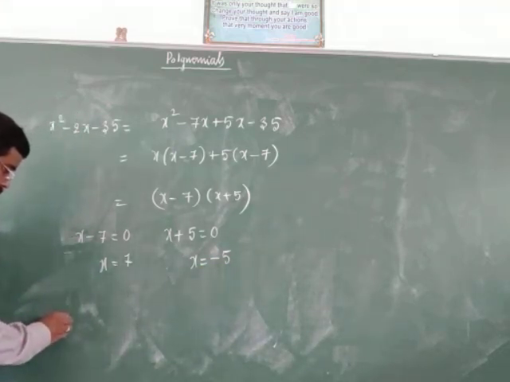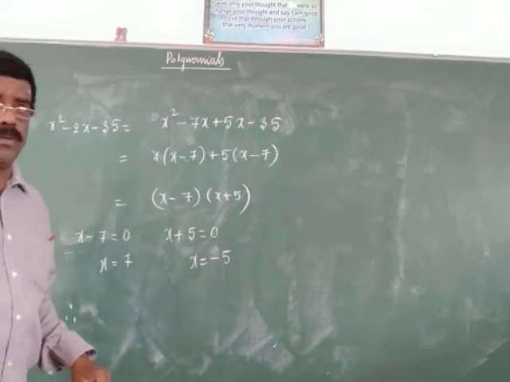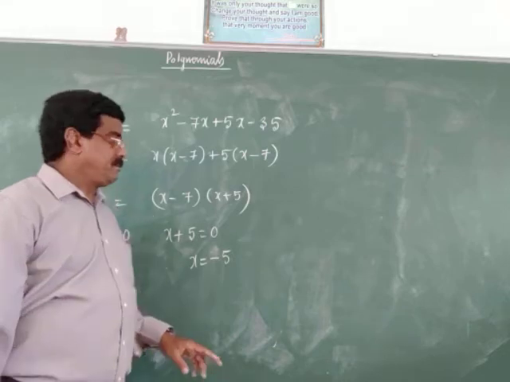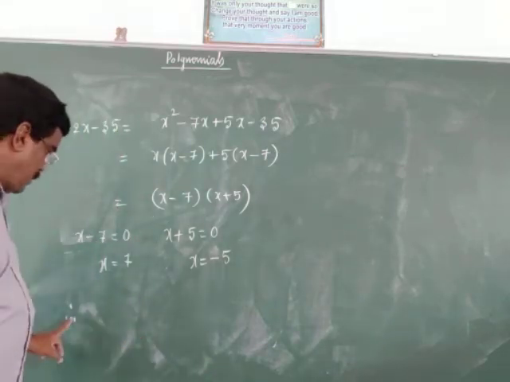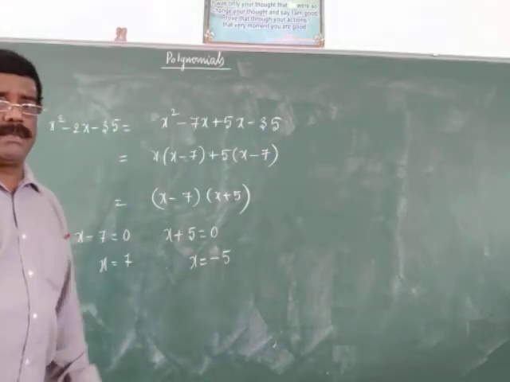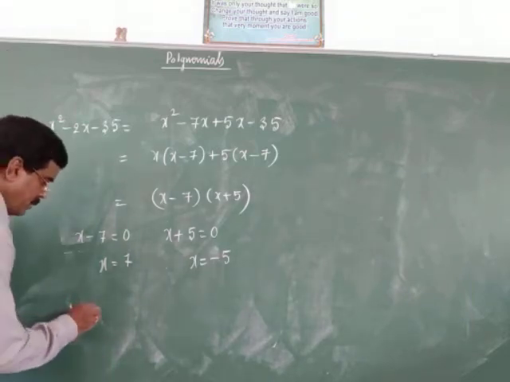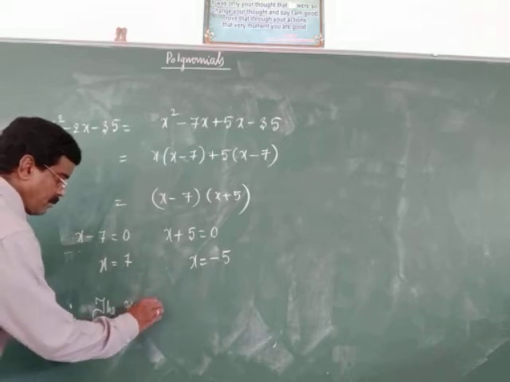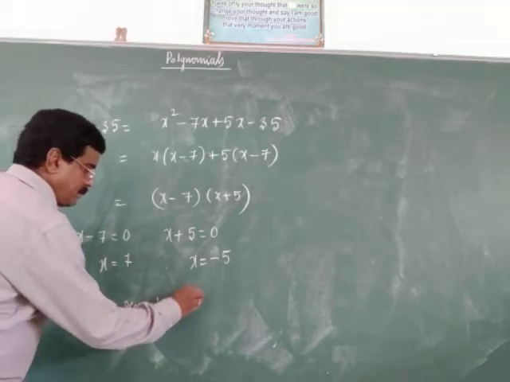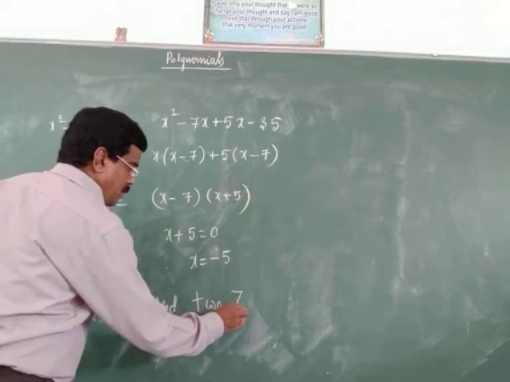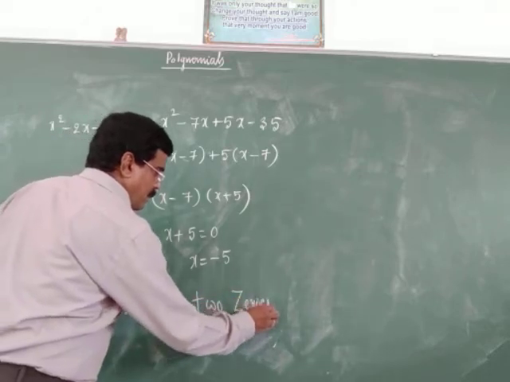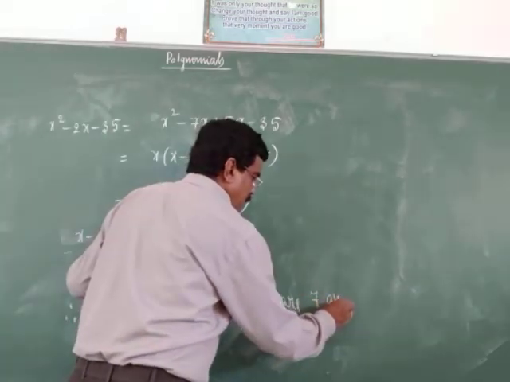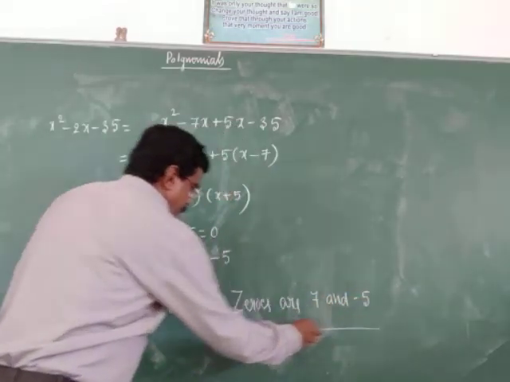So what is the question asked for you? The question asked to find the other 2 zeros, because earlier 2 zeros, plus or minus 2, were given. The other 2 zeros, 7 and minus 5, just had to be found. So conclude the answer. Therefore, the required 2 zeros are 7 and minus 5.